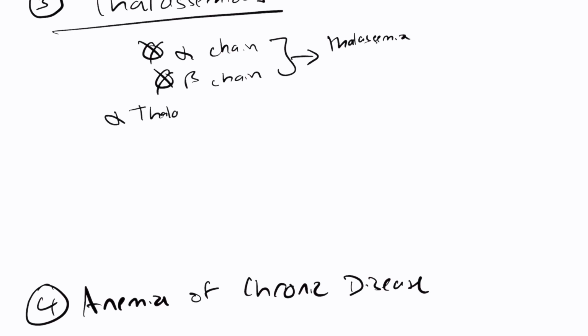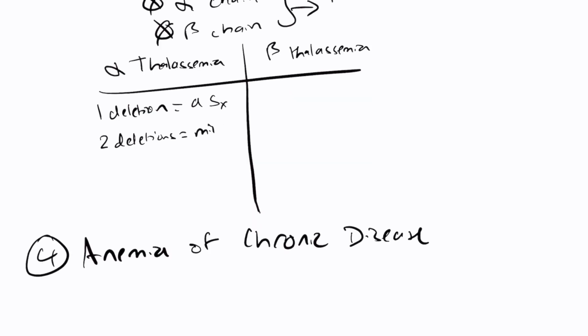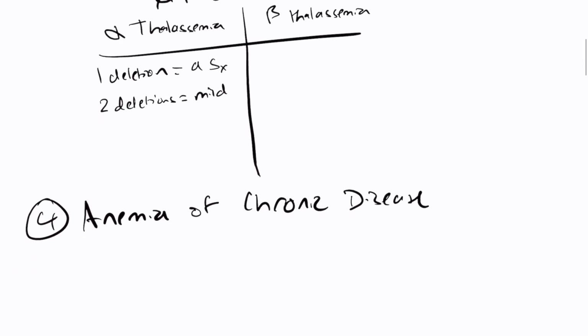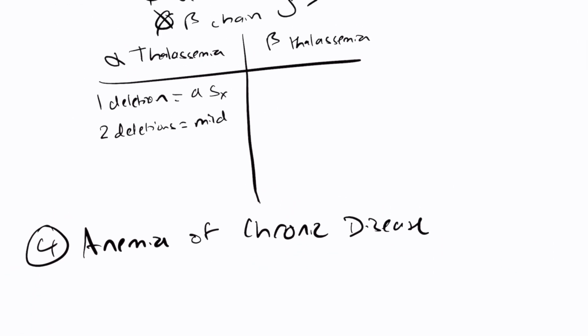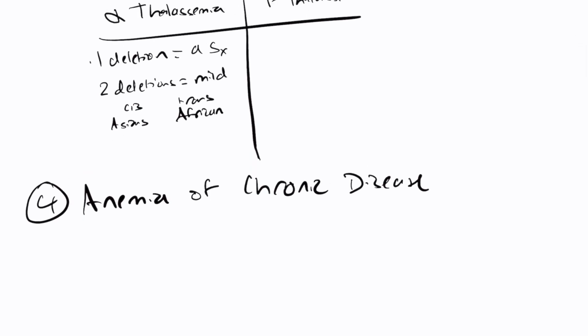You can break it down into either alpha thalassemias, right, or beta thalassemias, all right? There are 4 deletions that can happen for alpha thalassemia, right? If there's 1 deletion, it's basically asymptomatic. If you have 2 deletions, it produces mild symptoms. The thing to know about the 2 deletion alpha thalassemia is that there's a cis deletion and there's a trans deletion, okay? If it's a cis deletion, Asians are more likely to get this. If it's a trans deletion, then African Americans are more likely to get this. That's the clinical tie-in that they're probably going to ask about, all right?